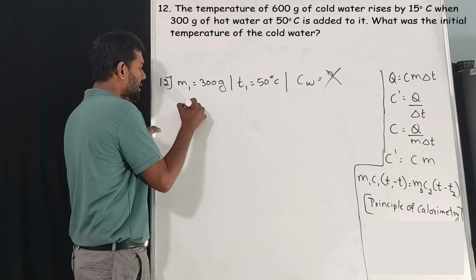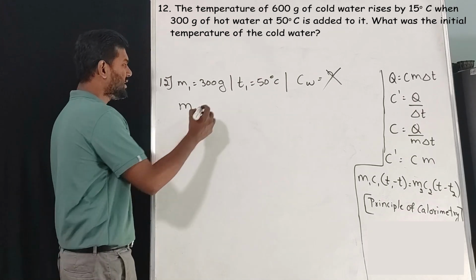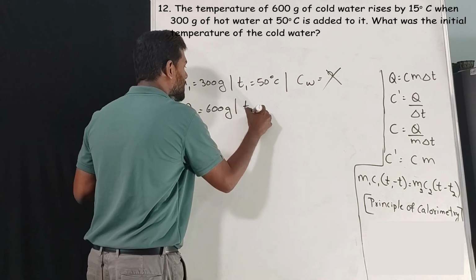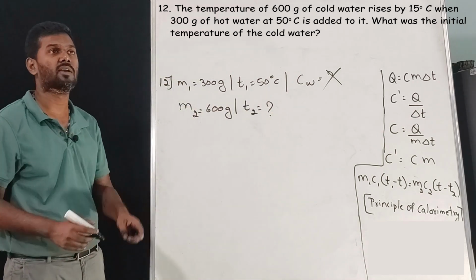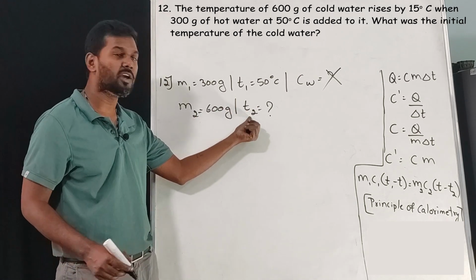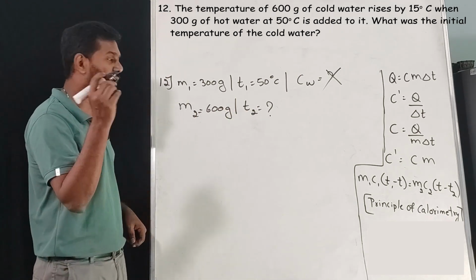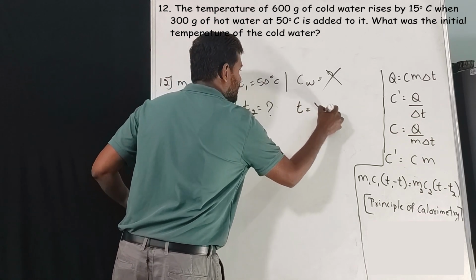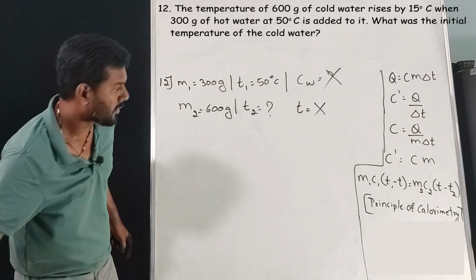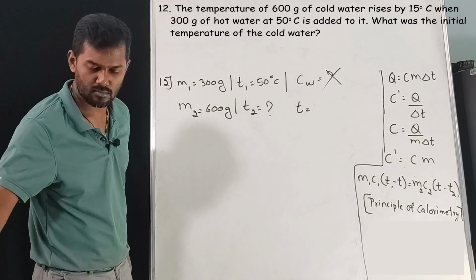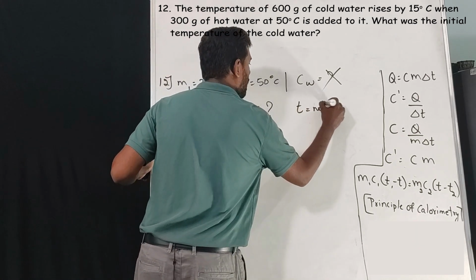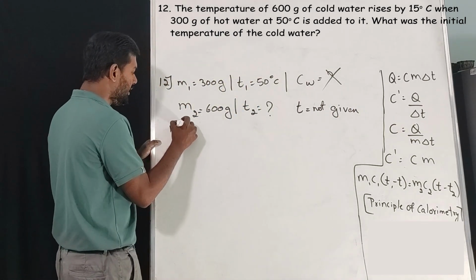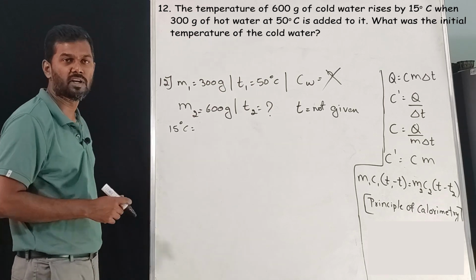Then object 2 has a mass of 600 grams, and T2 is not given, keep that in mind. That is what they are asking: what is the initial temperature of the cold water? That is what we have to find. And the final temperature is also not given. Then what is that 15 degrees Celsius? What is this 15 degrees Celsius?